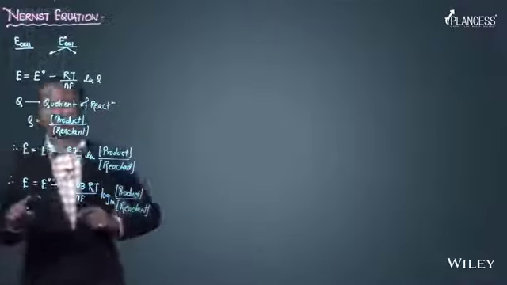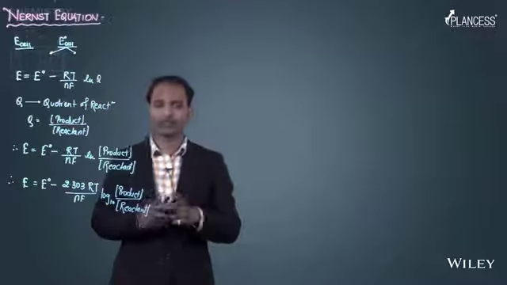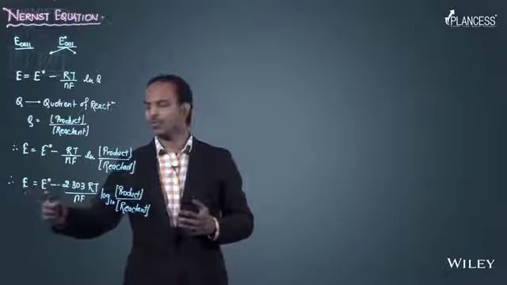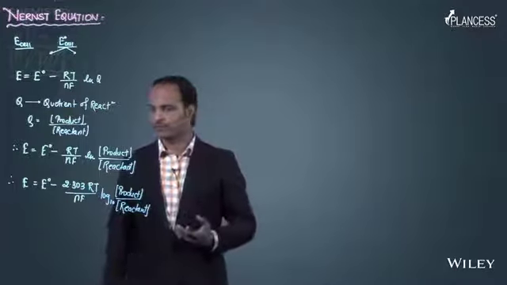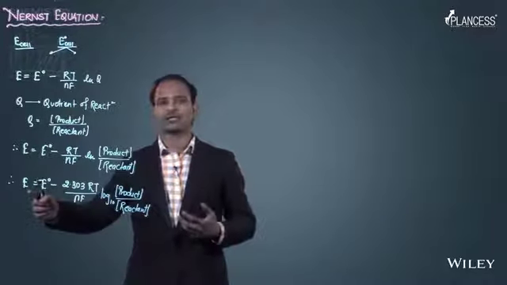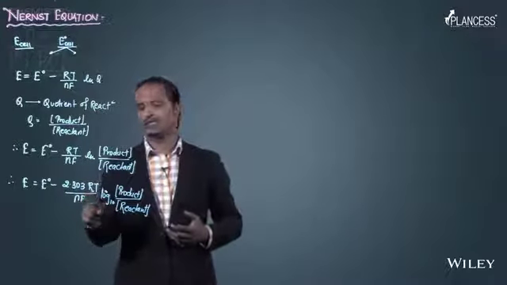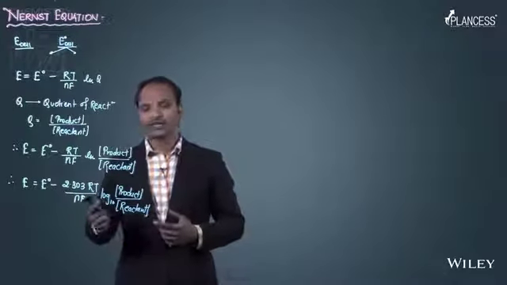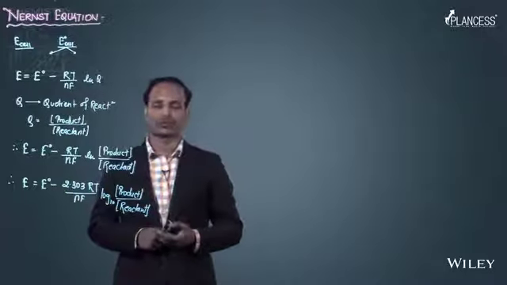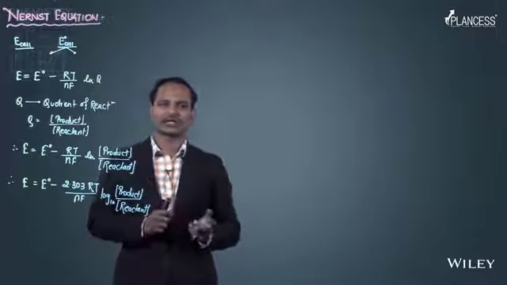Now what these terms are: here E stands for the cell potential, or it may be the electrode potential. If you are using the formula for a single electrode, then E will represent the electrode potential, and E naught will represent the standard electrode potential. If you are considering the formula for the cell, then E will be called the cell potential and E naught will be called the standard cell potential. R is a gas constant whose value is 8.314. T is the temperature. Since we are considering the standard condition, the temperature value is going to be 298 Kelvin.